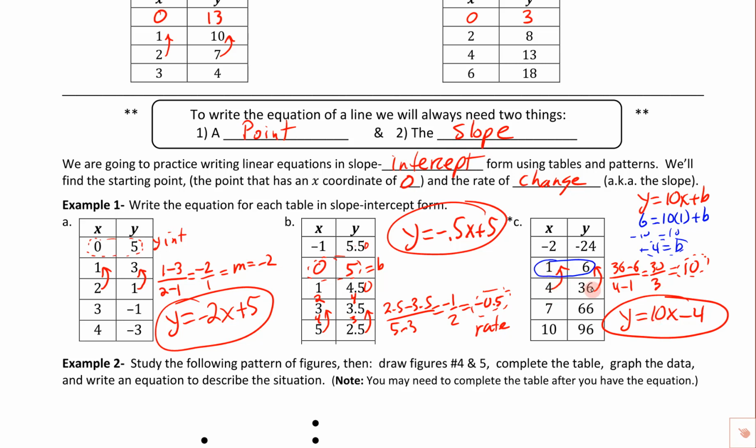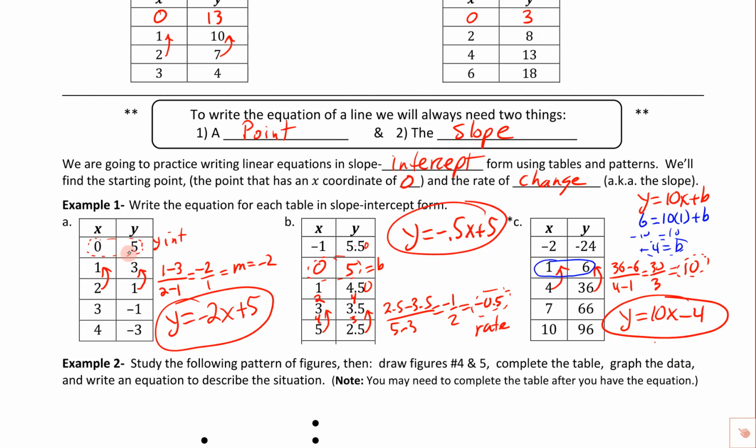If we were to plug in 4, 36, let's check and see what happens. If we plug in a 4, that would be 10 times 4 minus 4. That would be 40 minus 4, so we'd end up with 36. We end up with the correct value right there. So that looks good. Let's check another one just to make sure. Let's plug in -2. So 10 times -2 minus 4, that would be -20 minus 4, and we get -24. So that equation describes what's going on in that table.